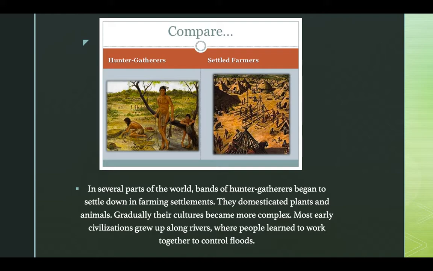So this picture shows hunter-gatherers and then settled farmers. There's a transition from hunting and gathering to farming in one place. Domesticating animals, right, which means changing plants and animals in ways that are useful to us. And all of this just made society and culture more complex.